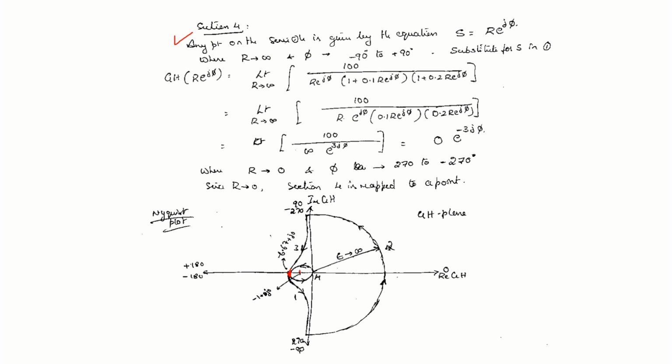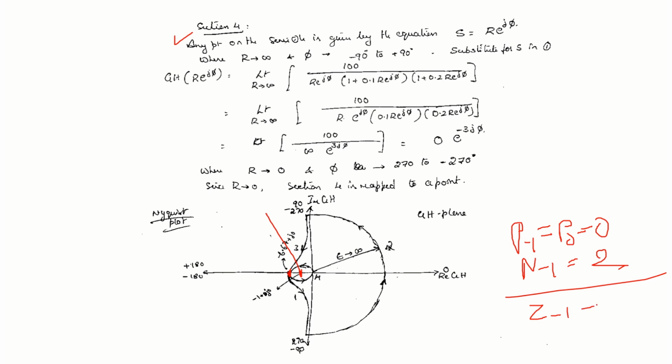So your minus 1 plus j0 is here. No pole is on the right hand side, but there are two encirclements. N minus 1 equal to 2, so Z minus 1 is 2. So the system is unstable. When you increase the gain, the system becomes unstable. Two zeros are on the right hand side of the S plane.